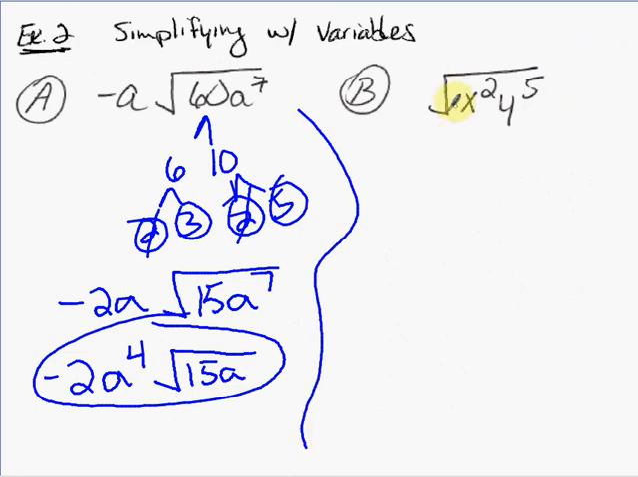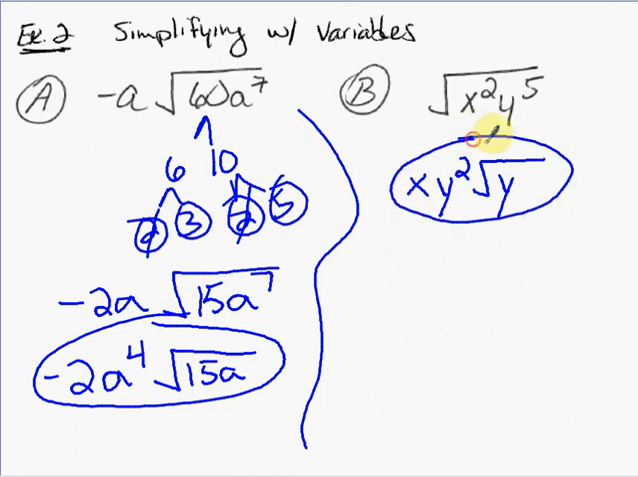Let's look at letter B here. This time we have a coefficient of 1, so we don't have to worry about that. What's the square root of x squared? Well, it's even. I just divide it in half. That's x to the 1st. What's the square root of y to the 5th? Well, that's an odd exponent, so I leave 1 behind. I'm down to 4, and half of 4 is 2, so that's what's on the outside. So x y to the 2nd times the square root of y would be my simplified version of that expression.